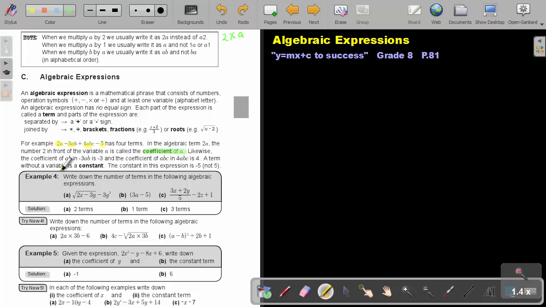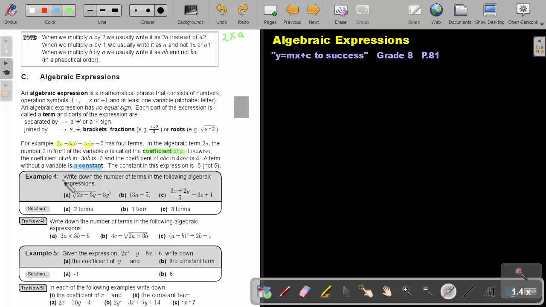A term without a variable. If you look, there are alphabet letters in the other terms, but this term has no alphabet letters, and then we call it a constant. So that term is a constant. Very important, I said it when we did negative numbers: always remember that the number grabs the sign in front of it. So that constant is not 5, it will be negative 5. So the constant in this expression is negative 5 and not 5.